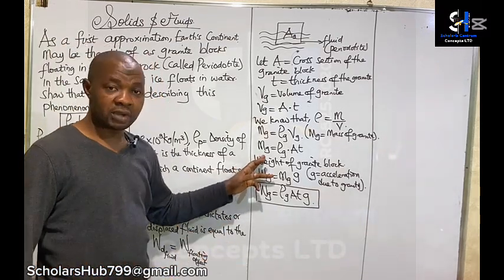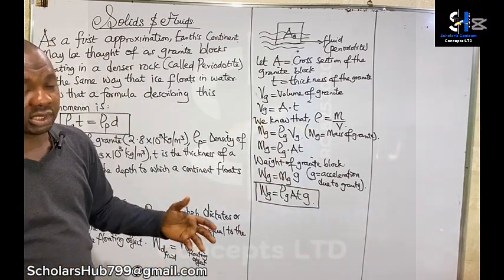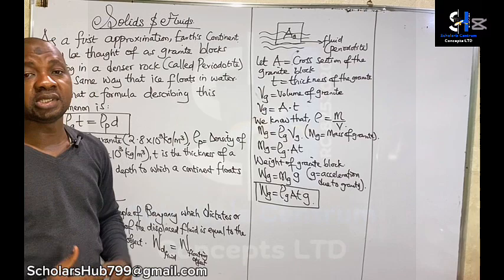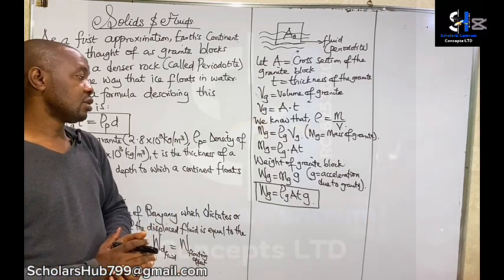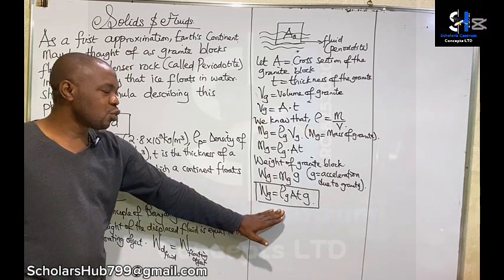Now we have mass of granite equals density of granite multiplied by area times thickness, because volume of granite is area multiplied by its thickness. That's area of the granite multiplied by thickness. So here we have the weight of the granite.